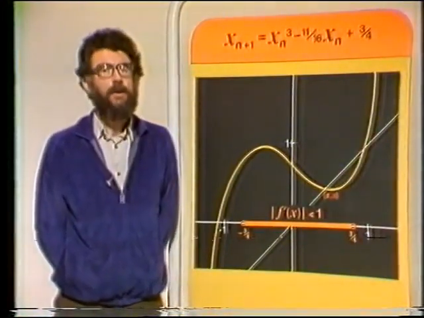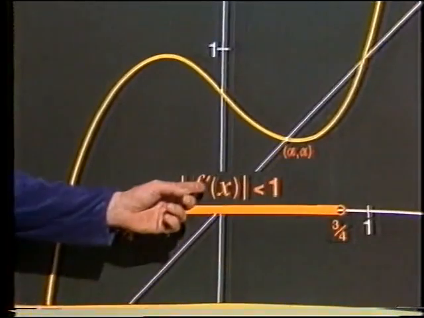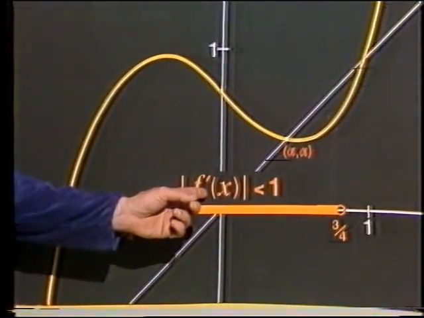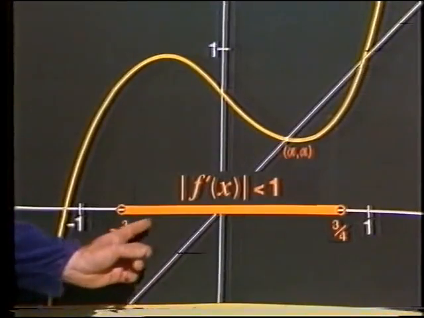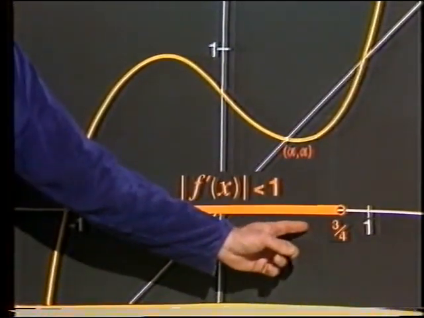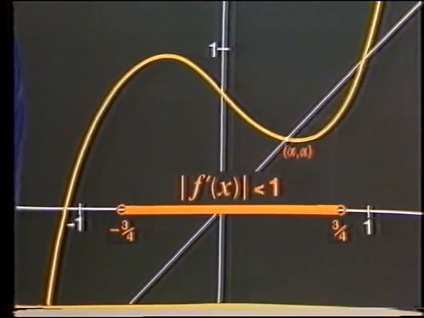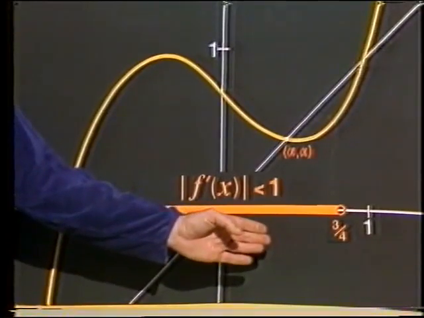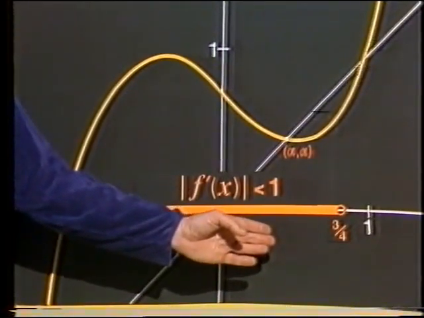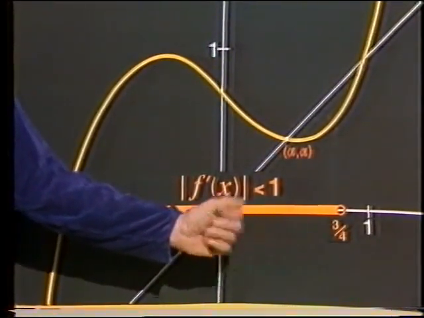What Bob did was to take the derived function of the iteration function and find those values of x for which the derived function has modulus less than 1. And he found that when x lies between -3/4 and 3/4, then the modulus of the derived function is indeed less than 1. So, if you take any point in this interval, the tangent at the corresponding point on the curve has slope of modulus less than 1.